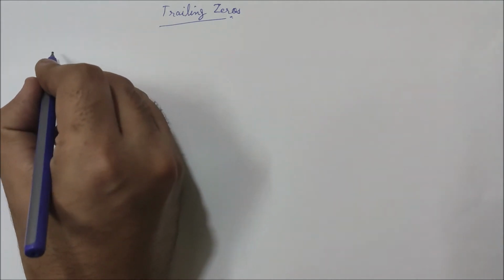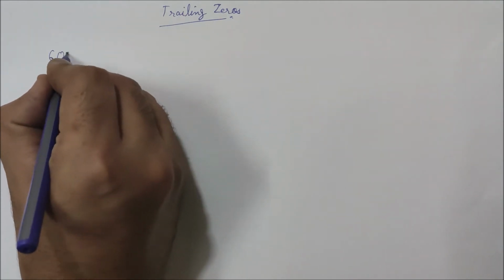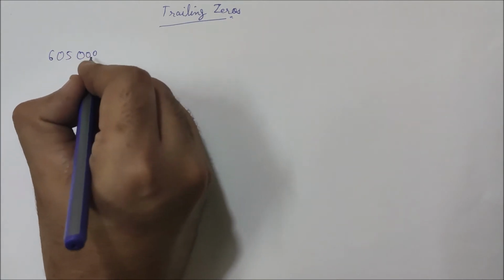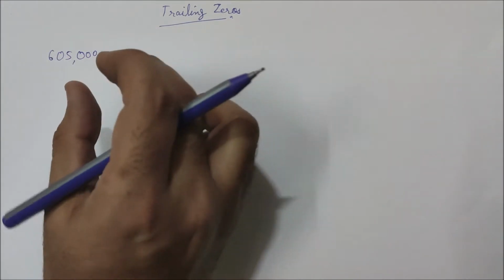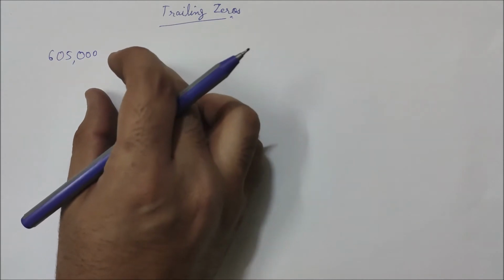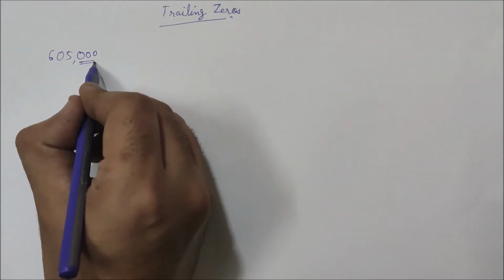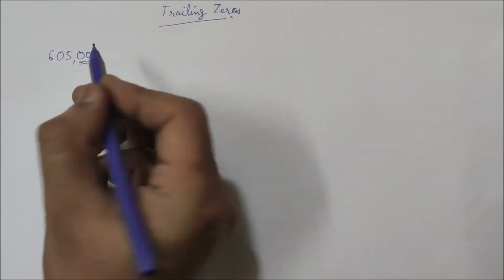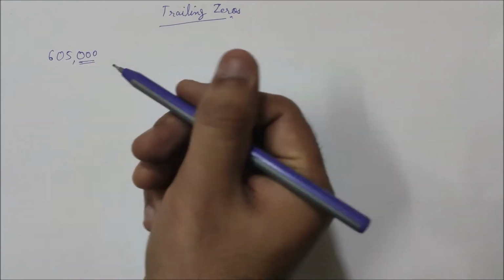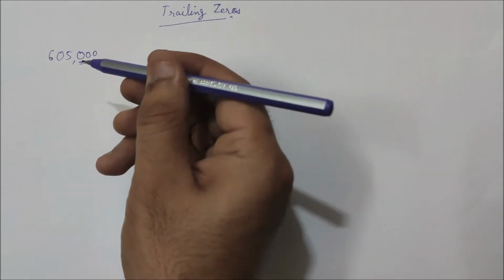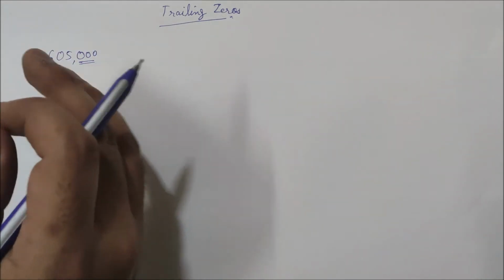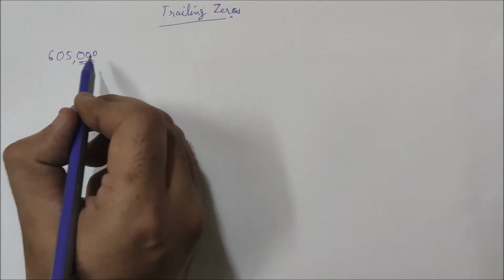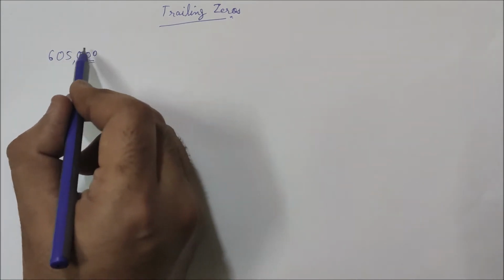Suppose I have a number 605,000. Okay, so this is my number. Now the number of trailing zeros in this number is just 3. We don't need to calculate all the zeros that are present. We just need to calculate from the right hand side how many zeros are present consecutively. So there are 3 zeros in this number, so the number of trailing zeros for this number is 3.